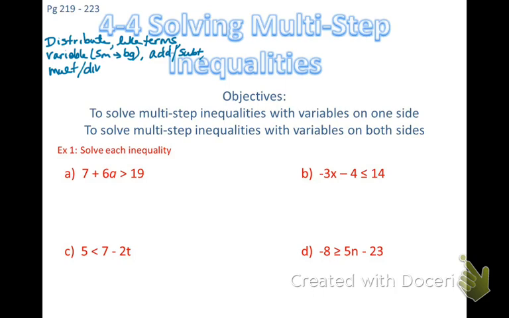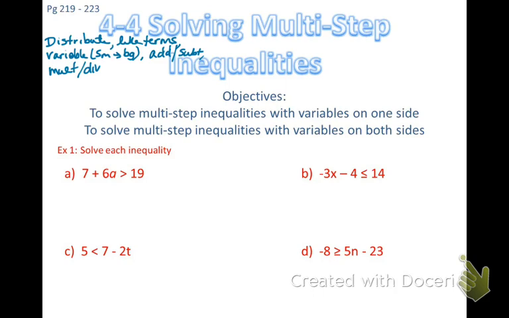Now I wrote at the top a little something that we did for our steps before. We have distributing, like terms, the variables. You bring your smallest number to your biggest number, add or subtract, then multiply or divide. So remember, this is not an order of operations all the time. Just the same idea as solving multi-step equations.